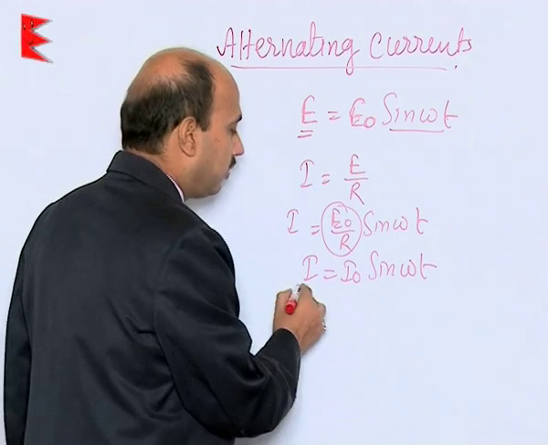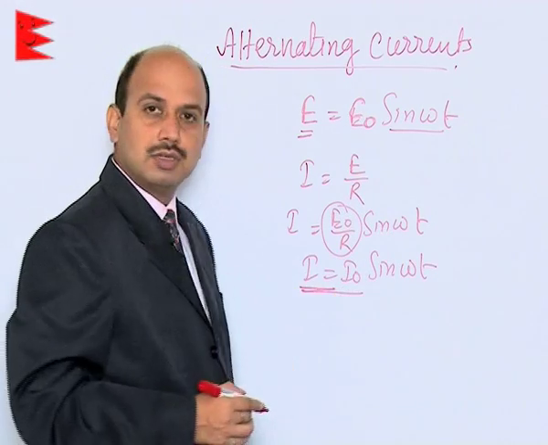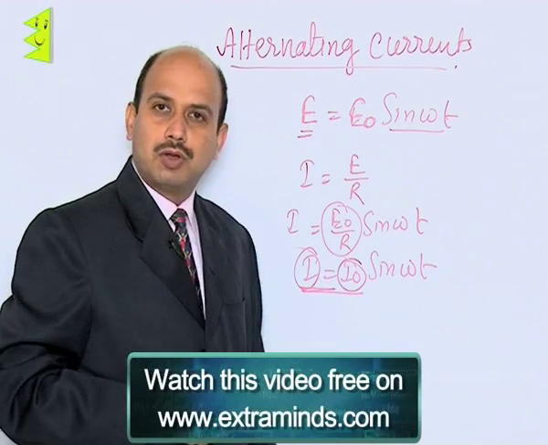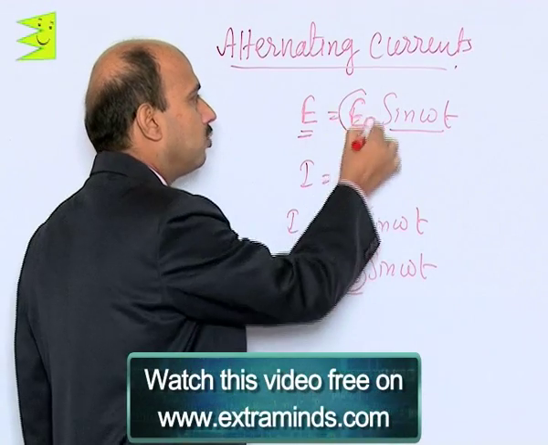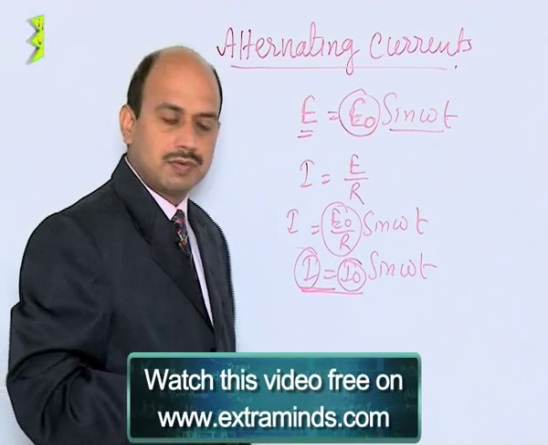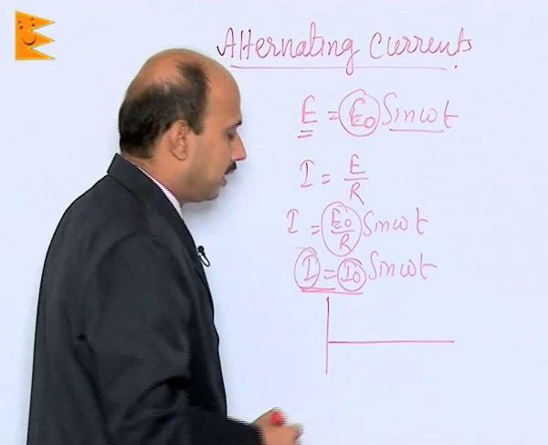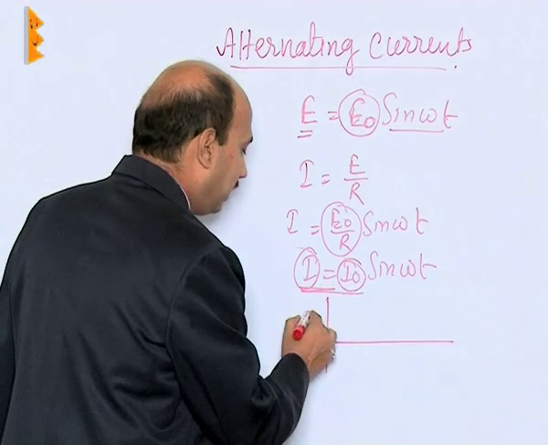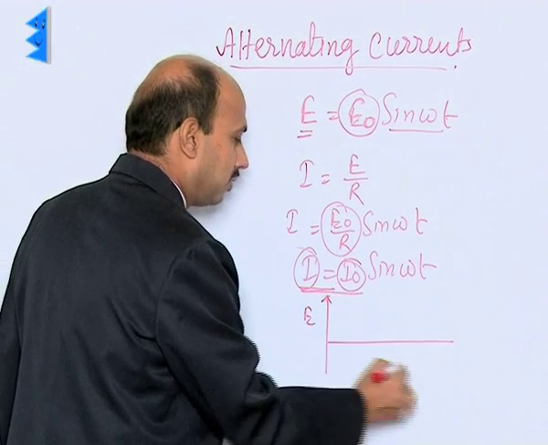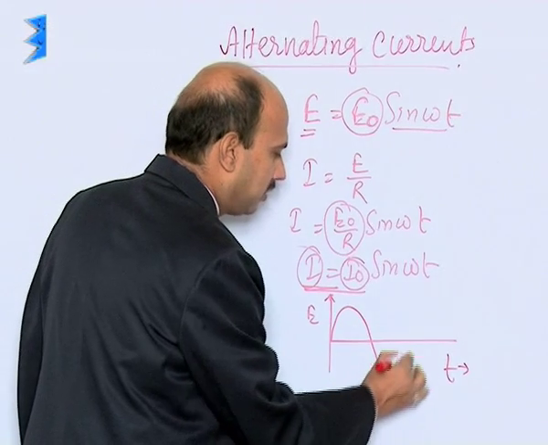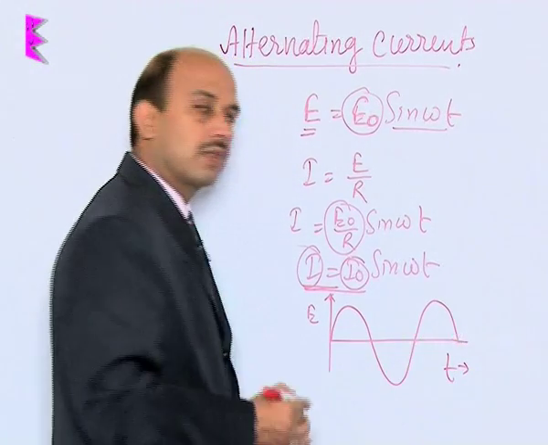This is the equation for alternating current, the instantaneous value of the alternating current. I naught is called the peak value of alternating current, and E naught is called the peak value of induced EMF. So we can show the graph, the variation of the current and the EMF. Suppose EMF is taken on this side and time on this side, the graph obtained is a sine curve like this.